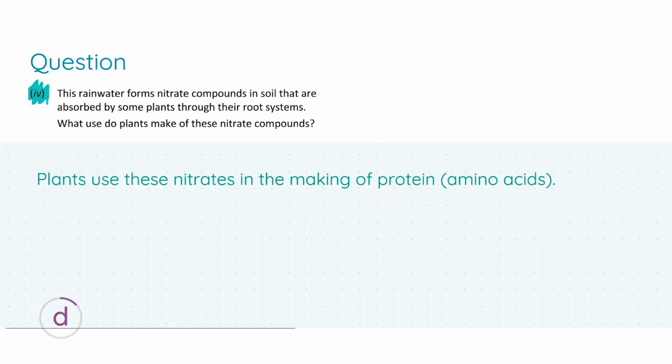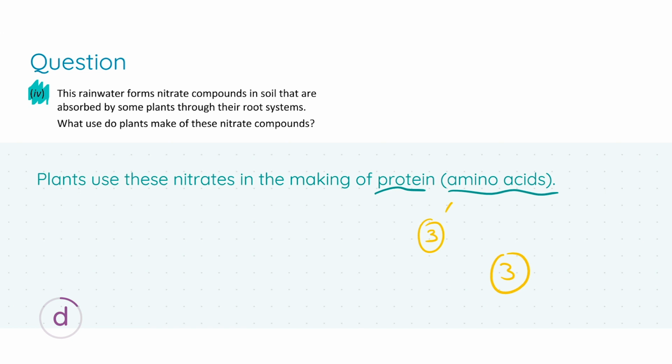The answer to this question is that plants use these nitrates in the making of protein, or in this case amino acids, which are synonymous. You'll get full marks if you use either one of them. Because this is just a one-liner answer, there were 3 marks going for the question, and you got those 3 marks by simply mentioning either protein or amino acids.